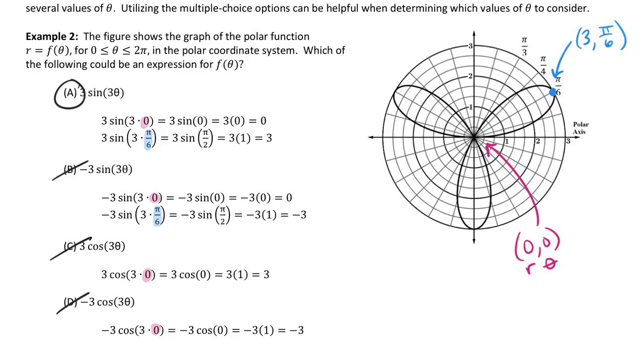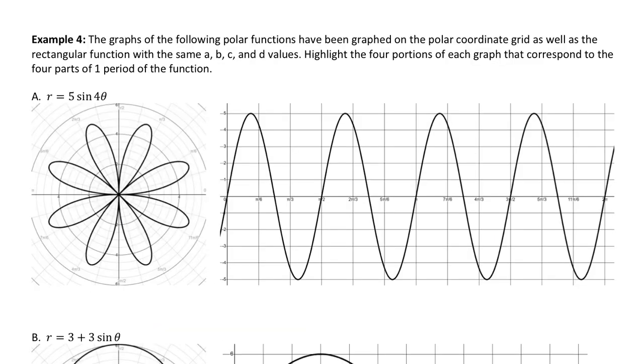What I do think is important, though, is that we really nail down the connection between a polar graph and its rectangular counterpart. So what I've done is I've graphed for you the polar functions. Look at that rose curve. On a polar coordinate grid, and then I've also graphed the rectangular functions with the same A, B, C, and D values. So it takes the amplitude, the displacement, the period, the phase shift that you would have had in the polar function and puts it on a rectangular screen. So basically, instead of R and theta, I just made them X's and Y's.